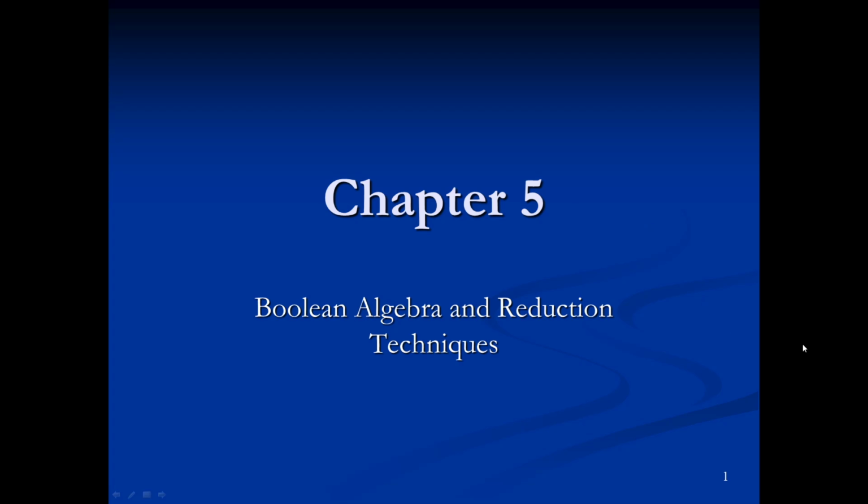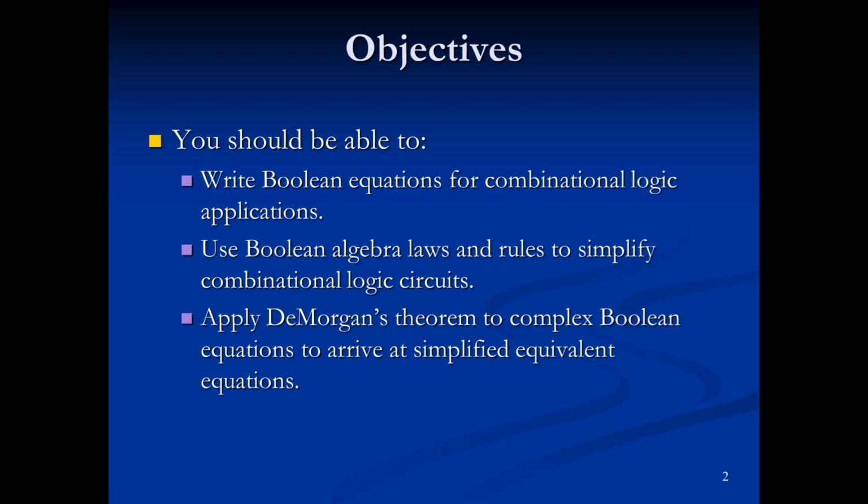Alright, so Chapter 5 is Boolean algebra and reduction techniques. In this part 1, we're going to get into writing Boolean equations for combinational logic circuits. We're going to use some laws and rules of Boolean algebra to simplify the circuits. We'll touch on DeMorgan's theorem, which is just another tool we can use to simplify these complex equations.